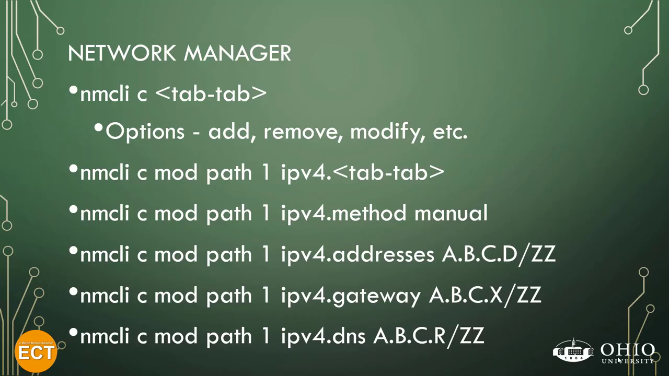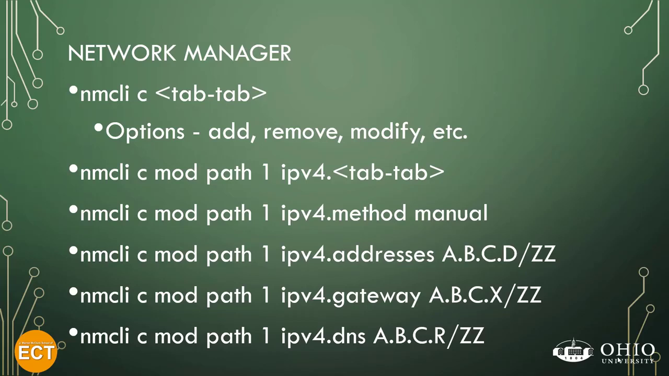So the next 3 lines here you can see are going through and setting an IP address, a gateway, DNS, that kind of stuff. And if you've done an ipv4. tab, you'll get a bunch of those options and be able to see them. And I've given some examples here.